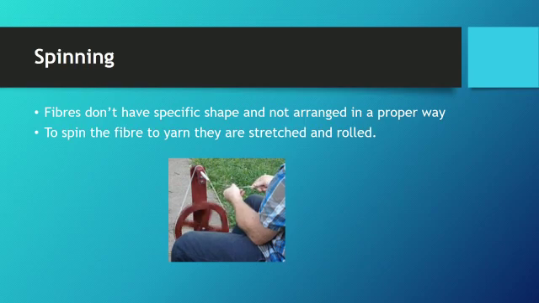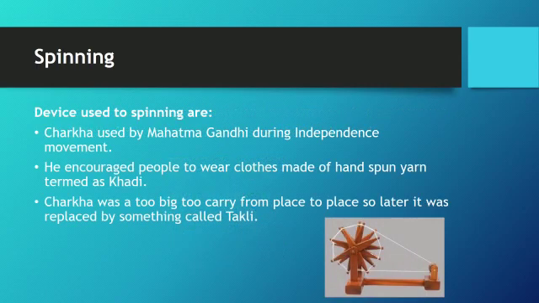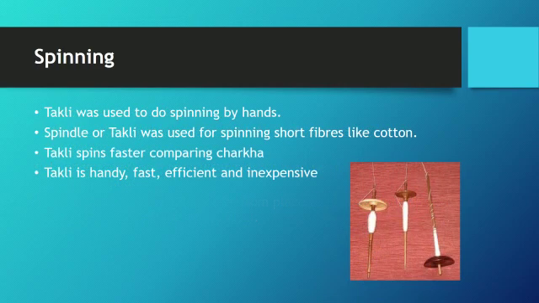The charkha was too big to carry, so later on it was replaced by something which Mahatma Gandhi also used, called the takli. Takli was used to do spinning by hand. It is termed a spindle or takli. They hold this portion and keep on spinning it. Short fibers like cotton can be spun using this spindle or takli. Takli spins faster compared to the charkha. Takli is handy, fast, efficient, and also inexpensive.